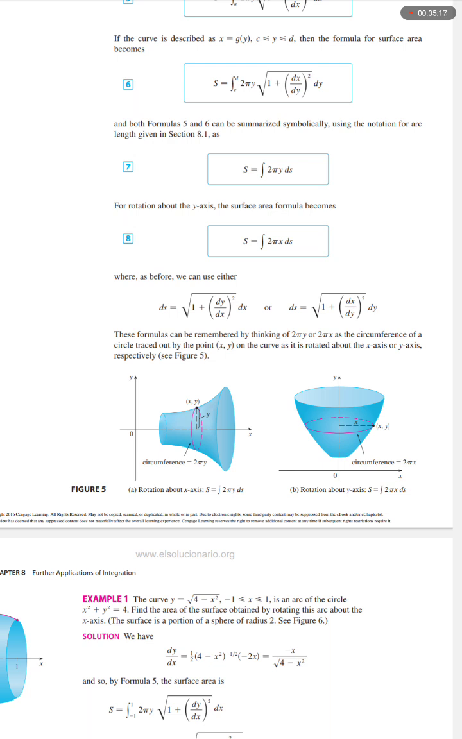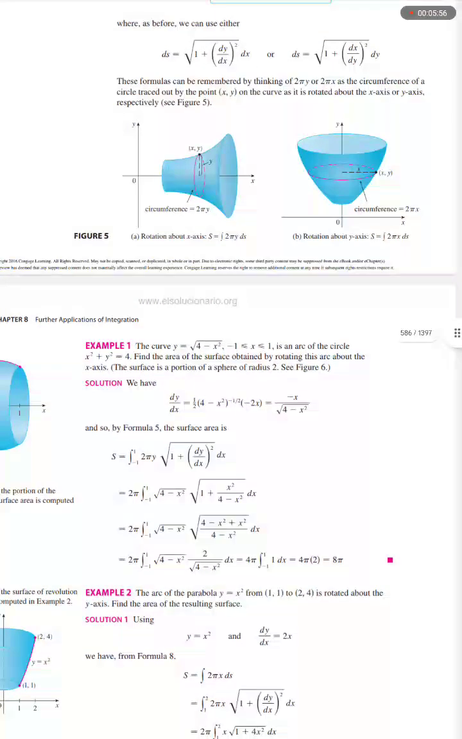We have a distance y and a point x and y. And figure 5b, rotation about the y-axis. Big S equals the integral of 2 pi x ds, where the circumference is 2 pi x. We have a distance of x to a point of x and y. Back to the text.